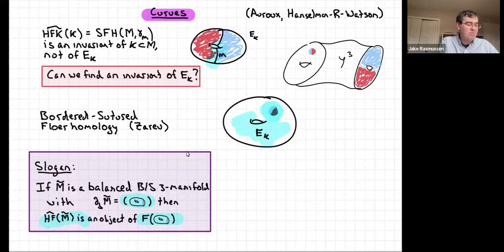But I can do this in many other circumstances. For example, if I had a manifold with two torus boundary components, like a link complement, I could suture one boundary component, color it all red and blue, and put a little disk yin-yang on the other one. That's a situation to which this slogan applies as well.